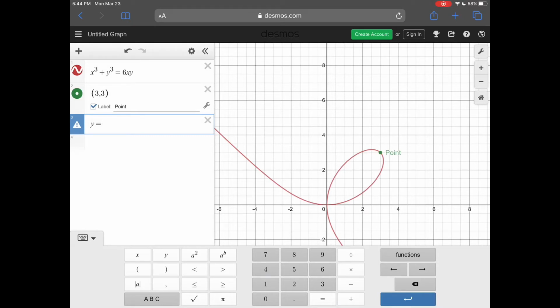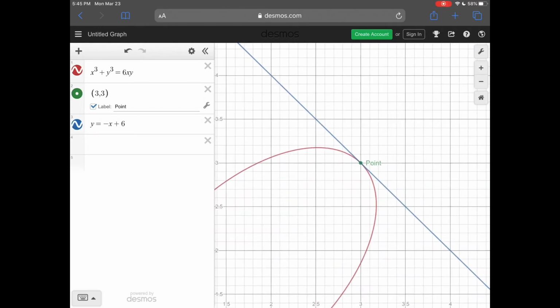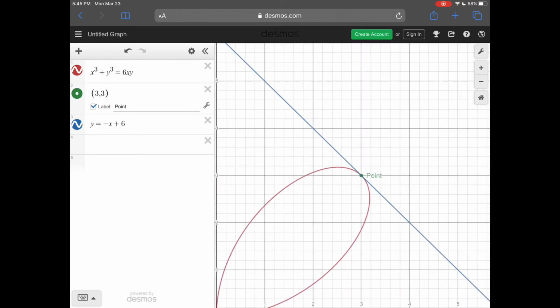That's not a function. And then our tangent line, we said was y equal negative x plus 6. And if we plot that and show its graph, you can see it intersects the red graph at the point (3, 3). And you can see that it's just touching it once at that point. So that's the tangent line to that graph at the point (3, 3).